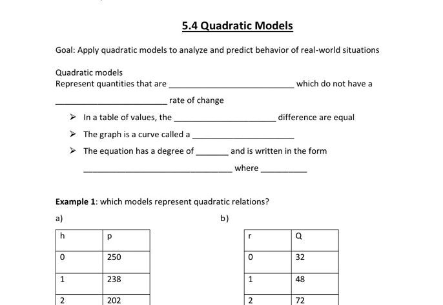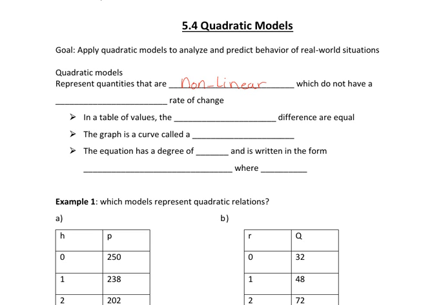So we're moving to quadratic models. Yesterday we did the line of best fit for linear models. Today we're going to discover what happens when I have a quadratic model and how I can do that. A quadratic model represents quantities that are non-linear, which do not have a constant rate of change.